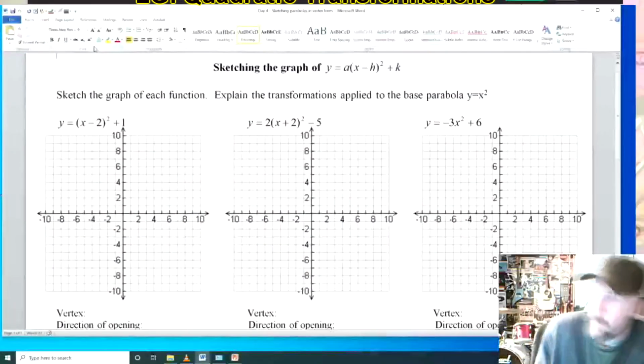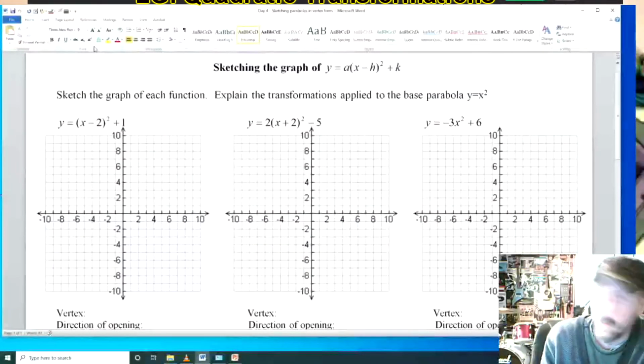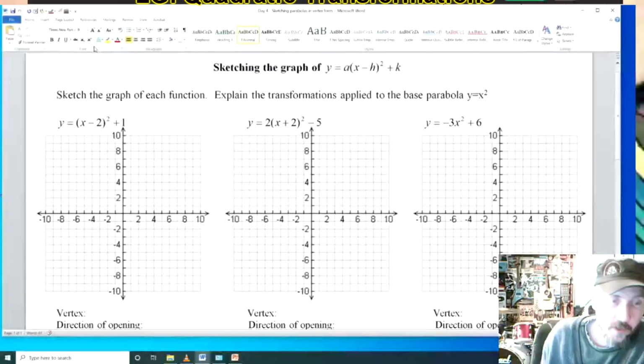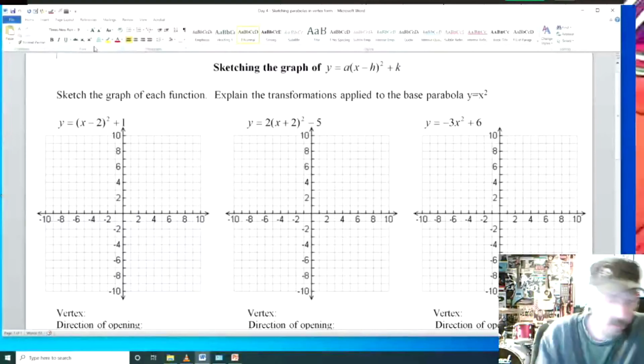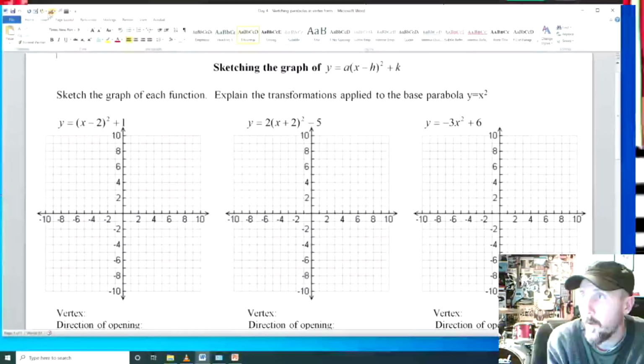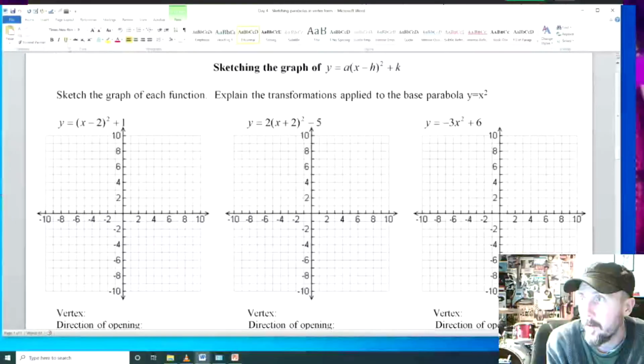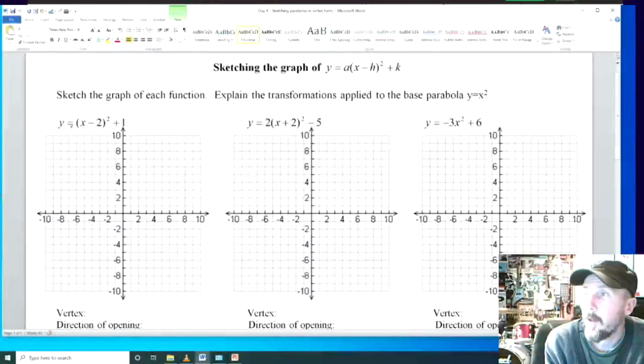All right, welcome to the last little video tutorial here for doing transformations of quadratics. Now we're gonna try and do one more. Let me just get my pen tool going here. This has got a whole bunch of stuff going on. I'm gonna try and do a couple here.